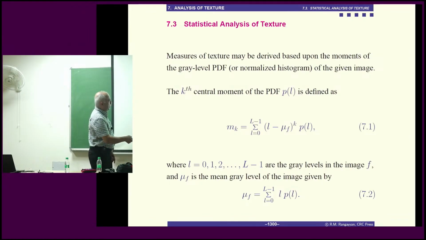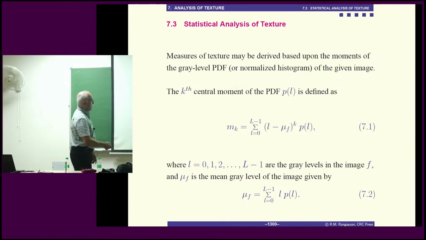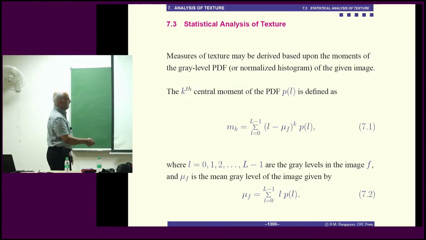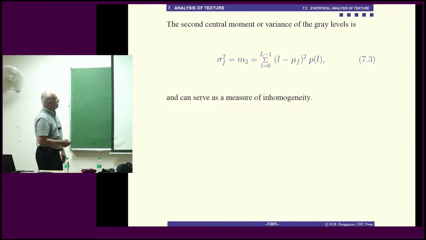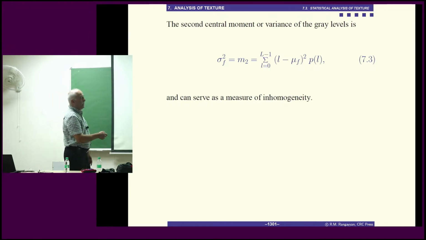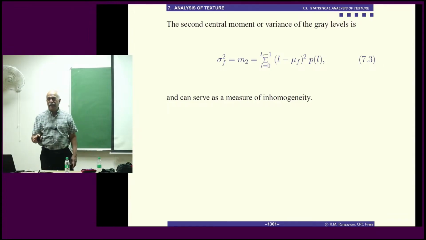Mu is the sum of L times P(L), the first moment. The variance is a second order moment, the sum of (L minus mu) squared times P(L). This is important as a measure of inhomogeneity, in the sense that there is gray level variation. That's all you can say.